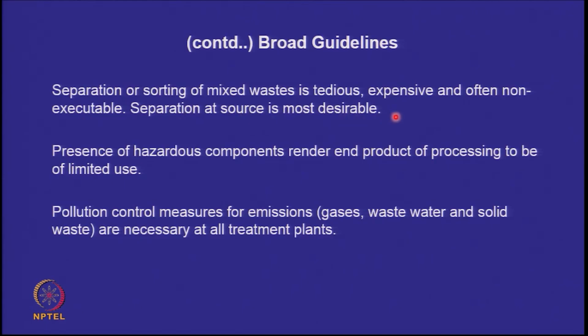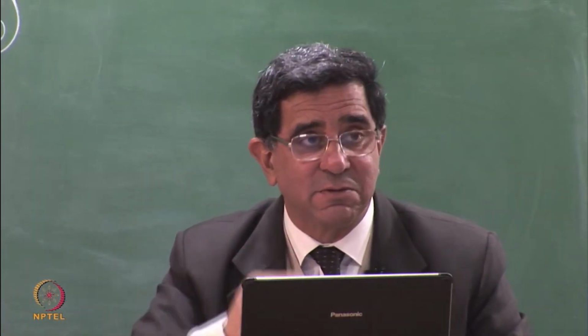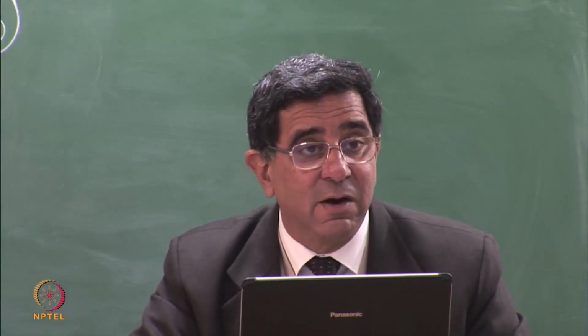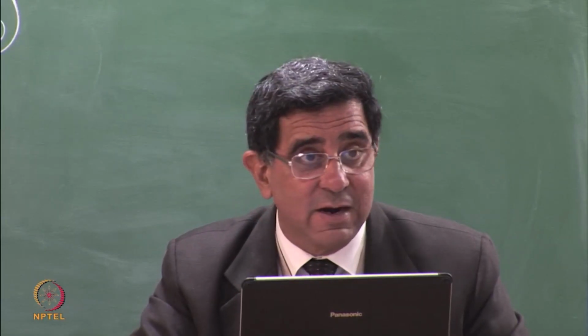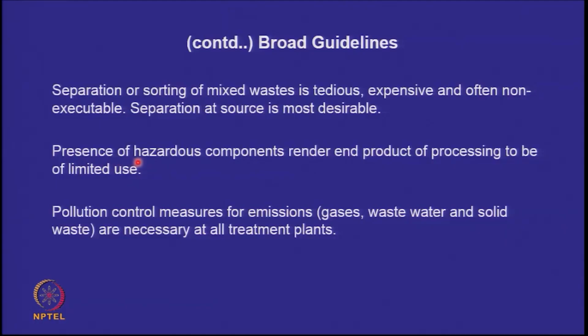So separation at the source is most desirable, but that depends on the person who's producing the waste. And secondly, it depends on who is going to collect the separate streams. The municipalities therefore must have the separate systems for collecting and working on that. That means if I want your construction and demolition waste separately, I must be able to get it from you, and my stream must go to a C&D plant. The other issue is that if there are some hazardous components, if you mix your hazardous components into your non-hazardous waste, you render it hazardous. So presence of hazardous components render the end products of processing to be of limited use.